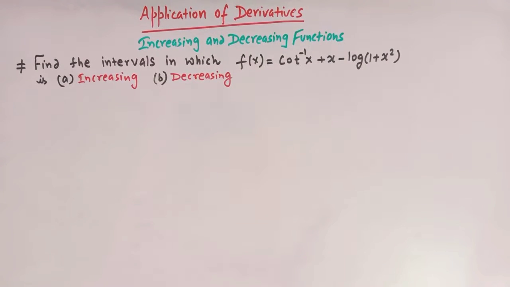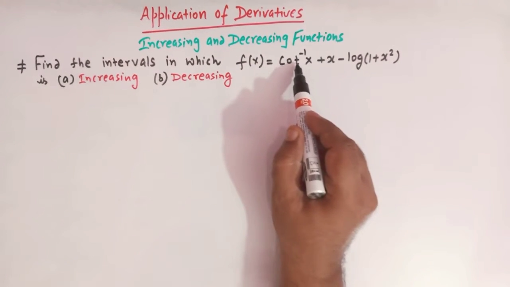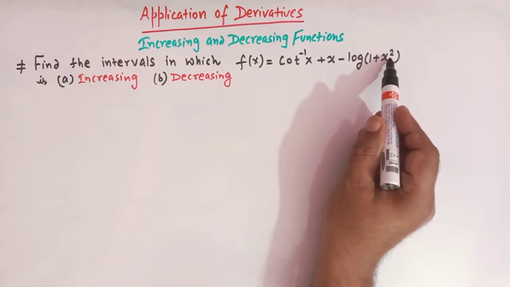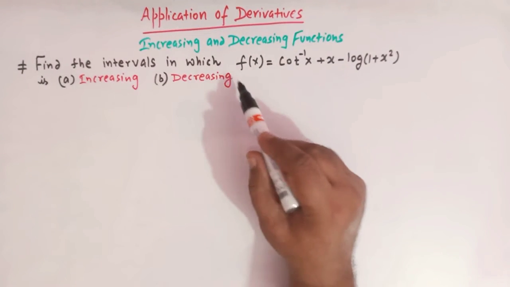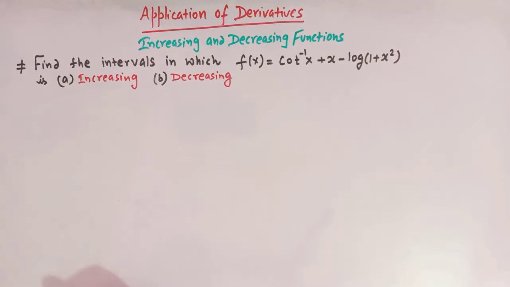Hello viewers, in today's class we are going to discuss one important and conceptual problem from application of derivatives. The problem we are going to solve is from increasing and decreasing functions. What we are given here is a function f of x, where f of x is equal to cot inverse of x plus x minus log of 1 plus x square, and we have to find the intervals in which this function is increasing and decreasing.